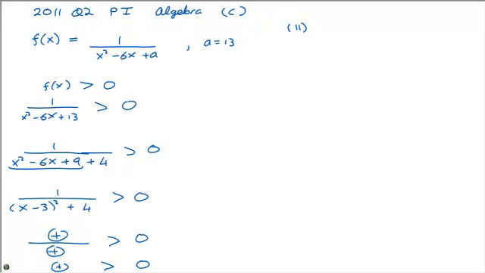Part 2, again, you're going to be working with a is 13, and this time you're trying to show that f of x is less than 1. So we'll start using a similar procedure. So 1 all over x squared minus 6x plus 13. I'm going to show it's less than 1.